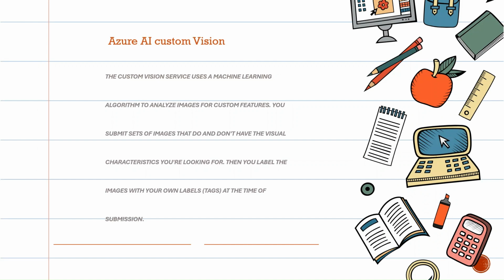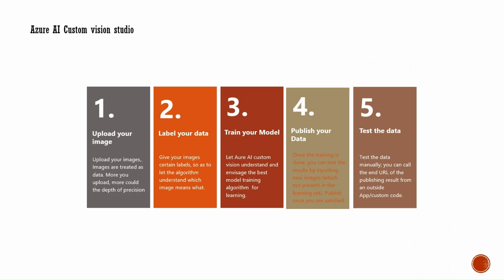And finally, you can train on the images, letting the Azure AI engine understand and predict which label or tag belongs to which image, so that you can expect the system to predict which category or label a new image falls under. And finally, you can publish the result, and then you can let an external API or application leverage these end results. So these are the five takeaways from Azure AI Custom Vision Studio.